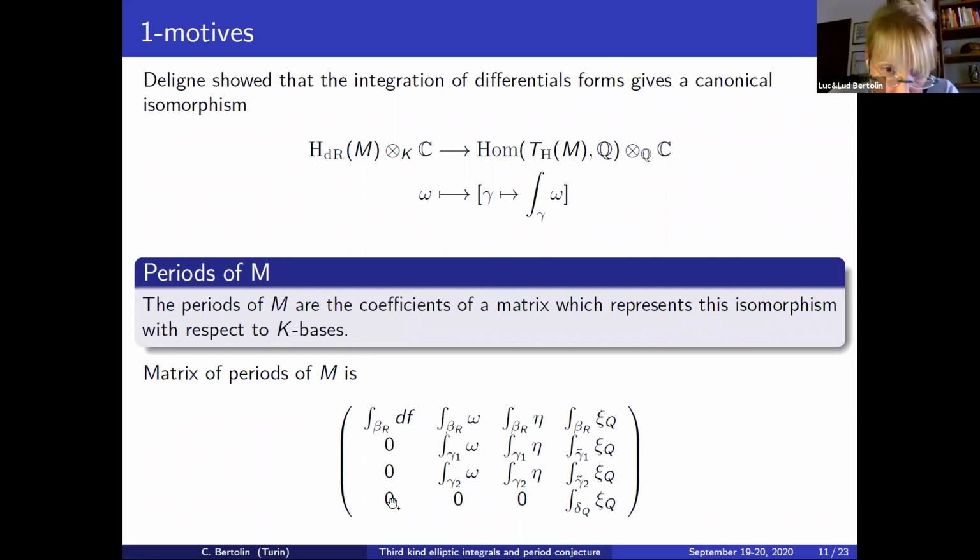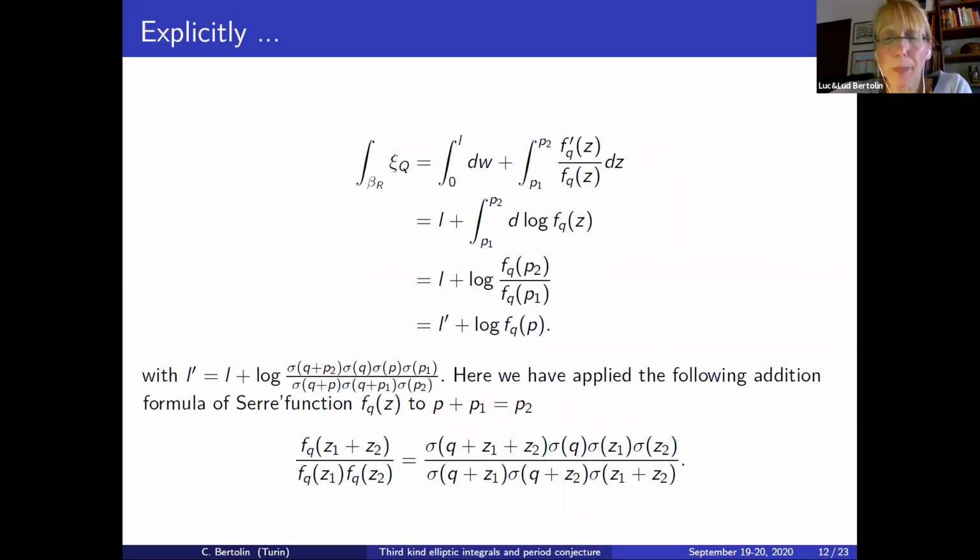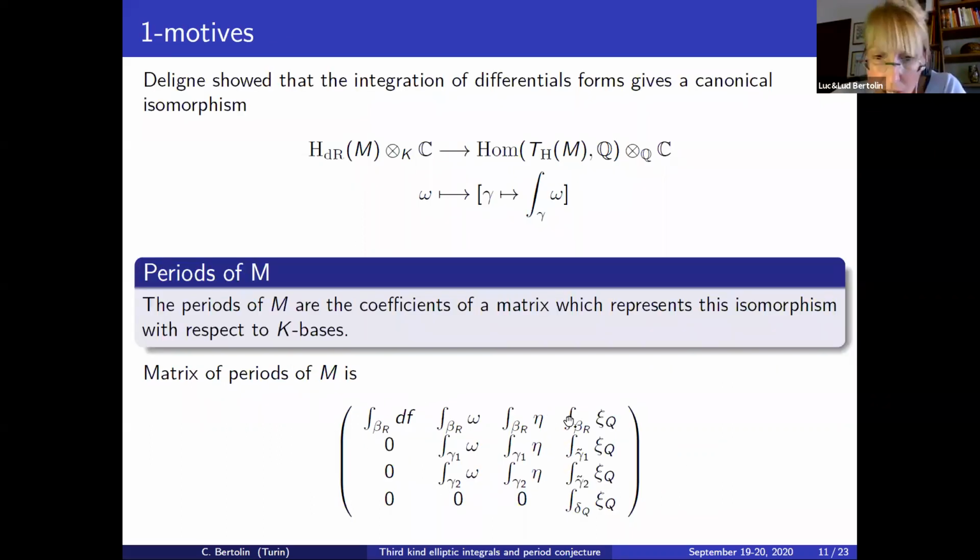In the first column and in the last row, we have a lot of zeros. This is because one of the exact sequences that I have shown to you was split. This is due to the fact that the cohomology in some cases really splits. So the periods of M are all these integrals. We can compute them explicitly because all the integrals which appear here are quite easy to compute. What is quite new is the integral along beta R of CQ.